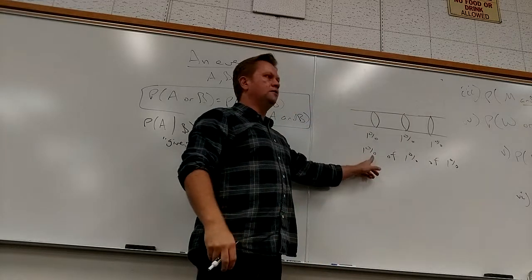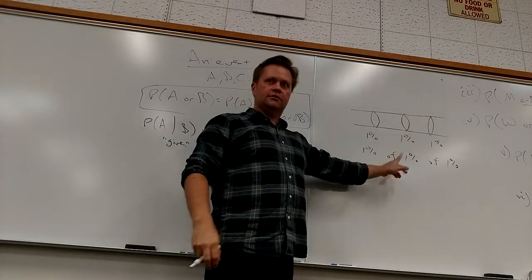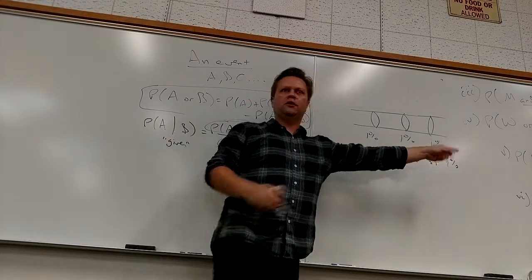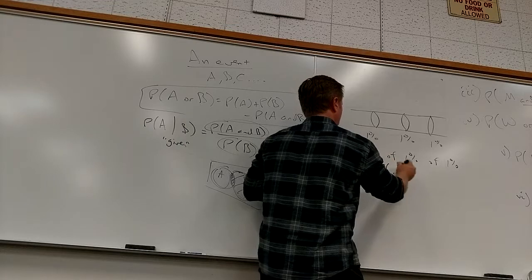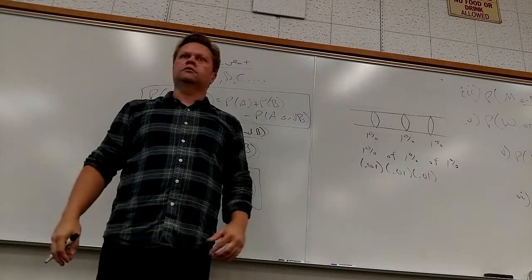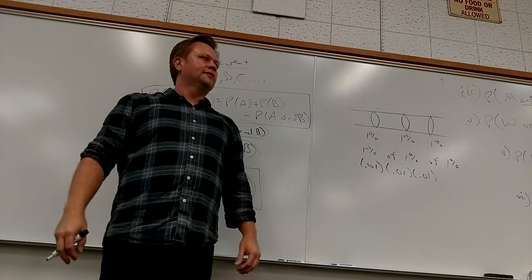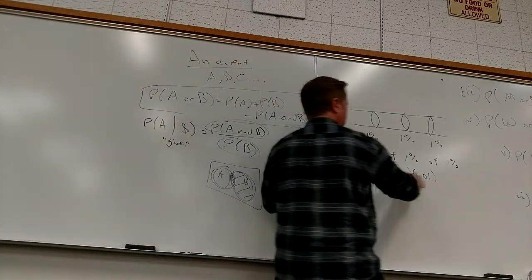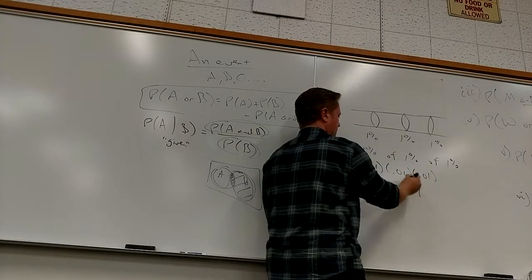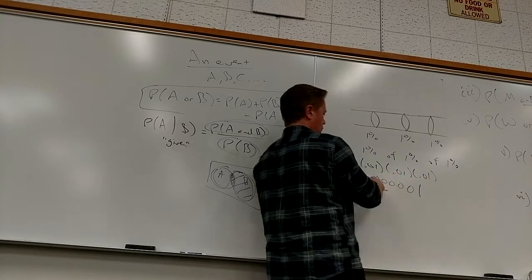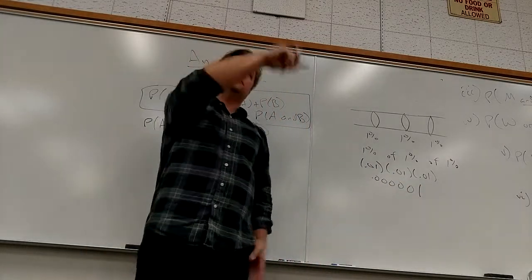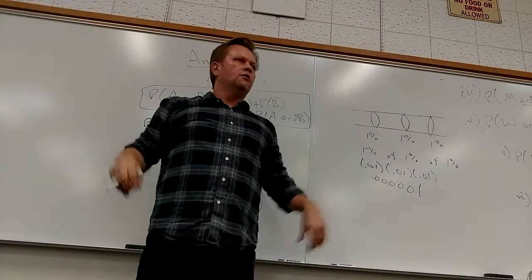So 0.01 times 0.01 times 0.01. So what's 1 times 1 times 1? 1. Remember when you multiply decimals, you have to count the decimal places, and that tells you how far back to go. Why does that happen?